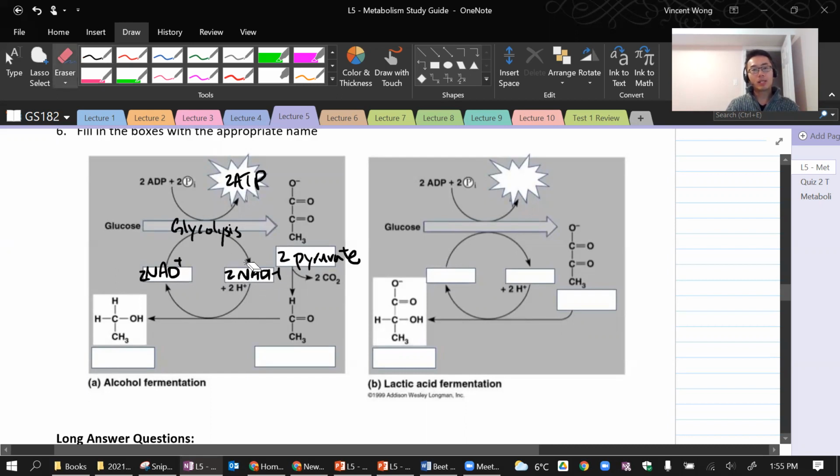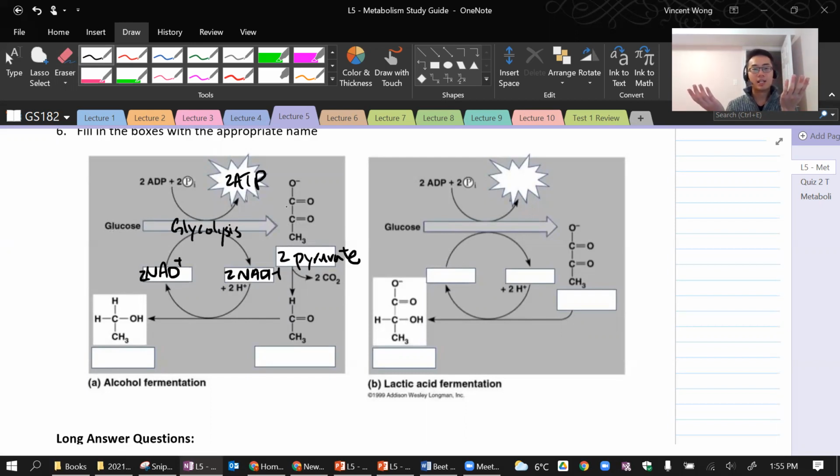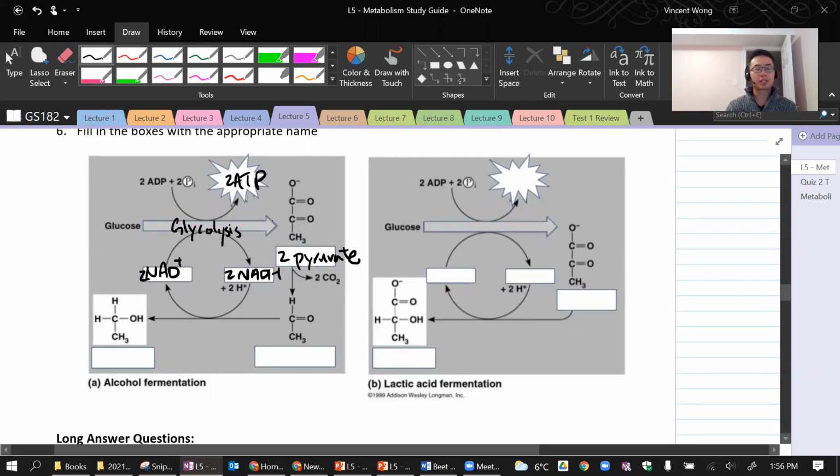Okay, eventually you're going to use up all the NAD plus in the cytoplasm, and glycolysis will not be able to continue, and that's a big problem because remember, glycolysis has an energy investing phase and an energy yielding phase. So if you keep on investing and it does not yield, then we are going to be running on negative ATP, right?